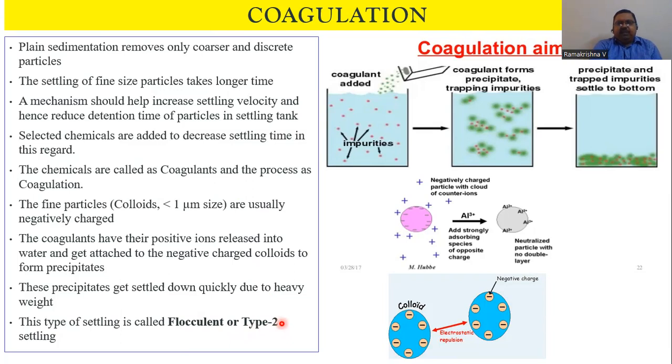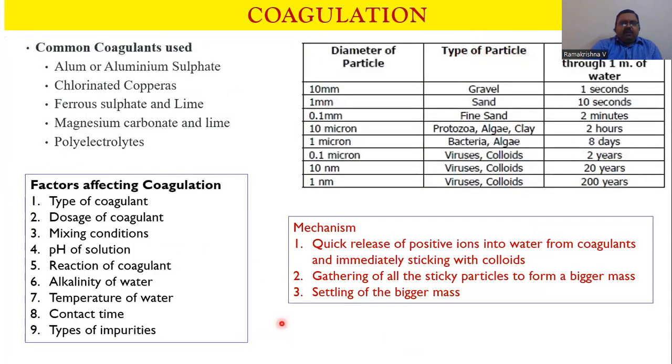For discrete particles, we refer to the size and shape as not changing. Flocculent particles have their size and shape changed due to the coagulation process. Now, if you see the different types of coagulants normally used, alum is the common name, aluminum sulfate is the main chemical name, chlorinated copperas, ferrous sulfate and lime, magnesium carbonate and lime, polyelectrolytes. These are some of the common coagulants which are used.